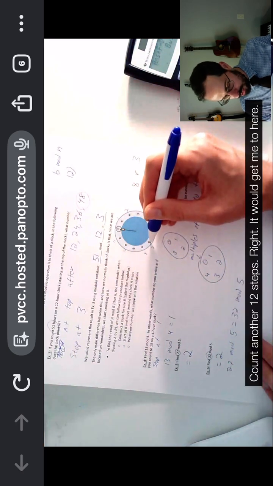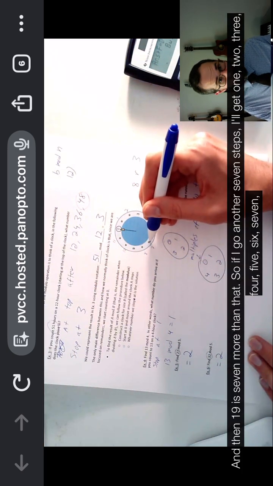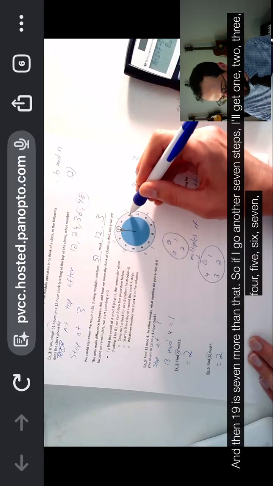We can come back to that clock we saw on the previous page, this one right here. If I started here, counted 7 steps, count another 12 steps, it would get me to here, and then 19 is 7 more than that. So if I go another 7 steps, I'll get 1, 2, 3, 4, 5, 6, 7, and I will end at 2, which we can note 26 steps along the clock will end us at 2.